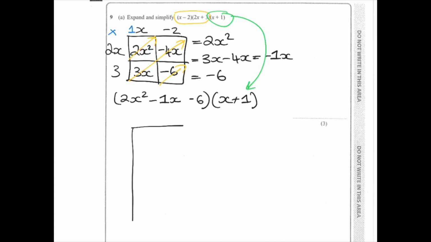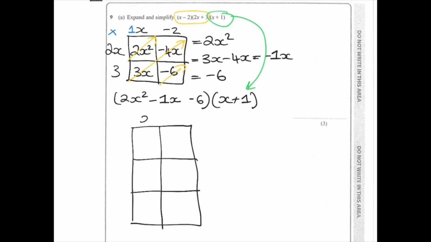So this is a 3 by 2 grid. Across the top, I've got the x and the 1. And here I've got 2x squared minus 1x and a minus 6. We're multiplying. Stick a 1 in front of any letter that's just hanging out on its own, and let's go. So 2 times 1 is 2. X squared times x, x cubed.